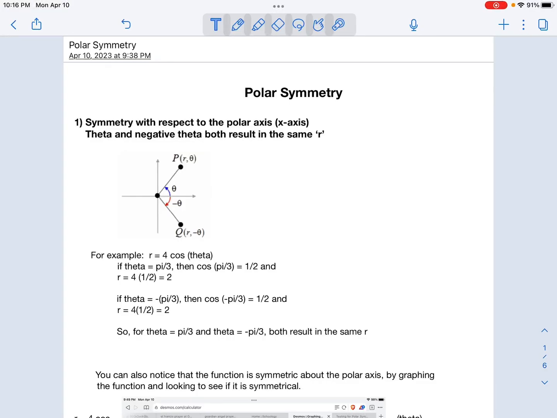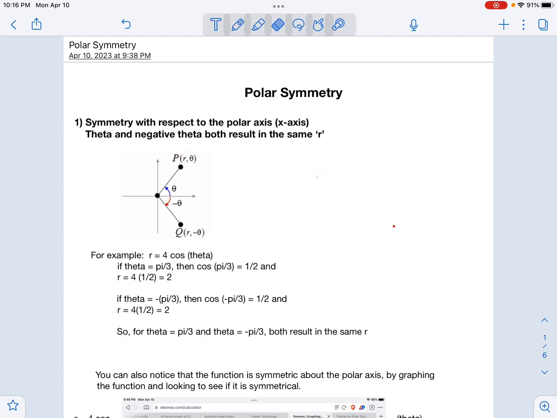Okay, this video is on polar symmetry. There are three different conditions for polar symmetry. The first is symmetry with respect to the polar axis, which, if you look at a polar graph, is this axis here. In a typical coordinate plane, that would be the x-axis.